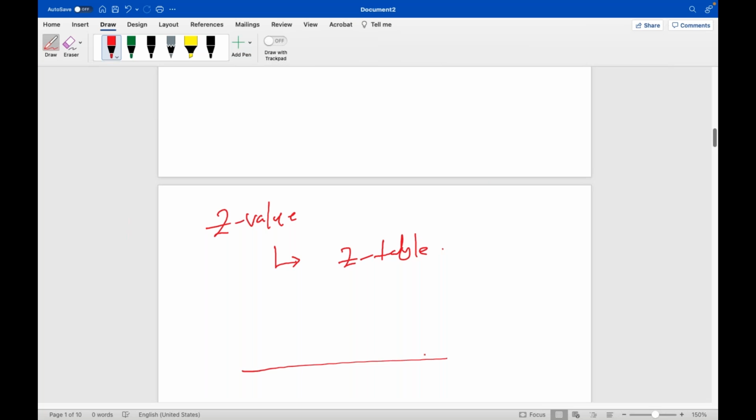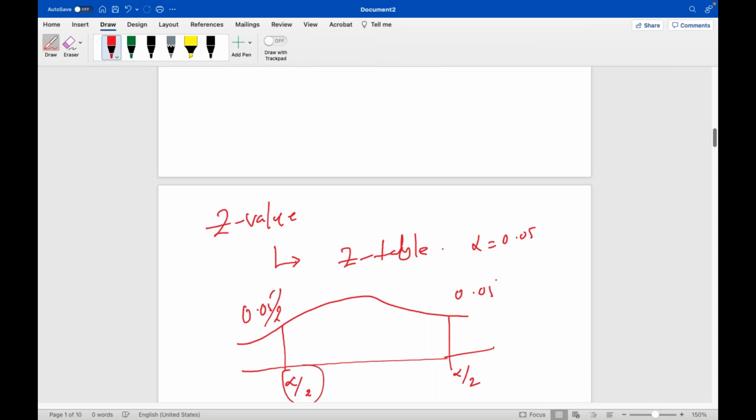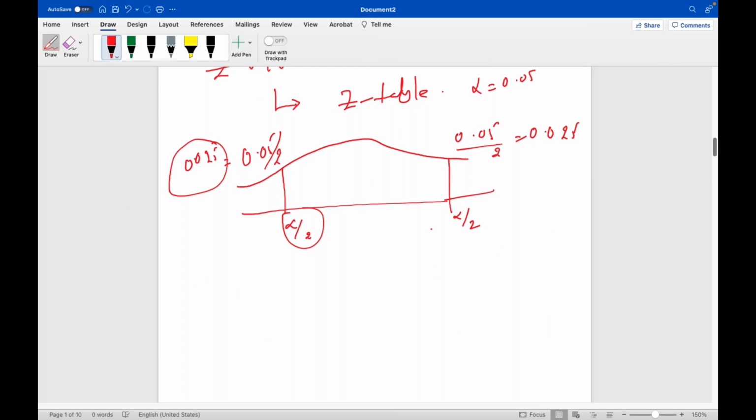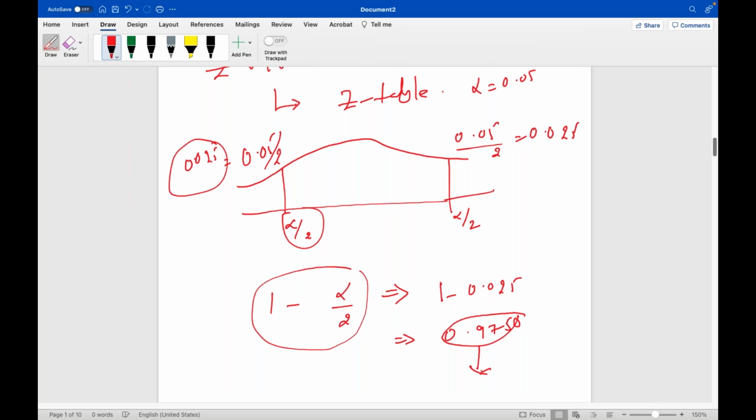For example, you have a normal distribution, and here I consider my alpha value as 0.05, and the Z alpha by 2. So here it is alpha by 2 and here it is alpha by 2. Alpha by 2 means 0.05 by 2 on each side, so we get 0.025 and 0.025. This is your alpha by 2. Now how can you calculate it? We have the formula 1 minus alpha by 2. With the help of this we find 1 minus 0.025, and we get the value 0.9750. With the help of this value we can look in a Z table from online sources.